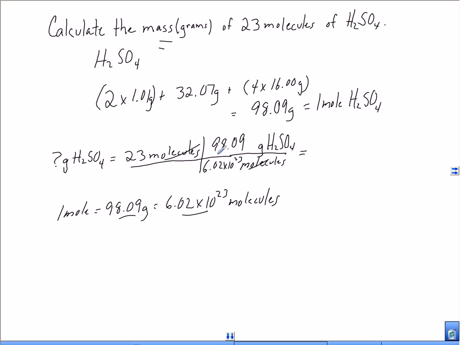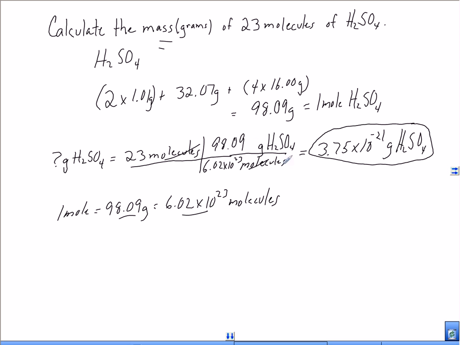So I'm going to say 23 times 98.09 divided by 6.02 times 10 to the 23rd. So type it in here, 23 times 98.09 divided by 6.02 E 23. And I get, and I'm going to do the 3 sig figs here, 3.75 times 10 to the negative 21st grams of H2SO4.